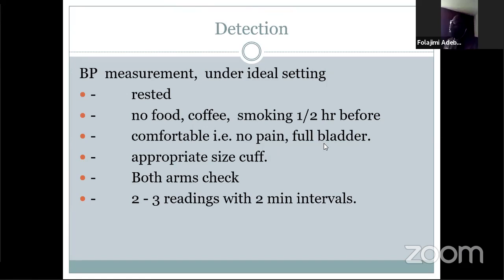Now, okay, let me break it down simply. I don't know how to say it. Let me break it down simply.